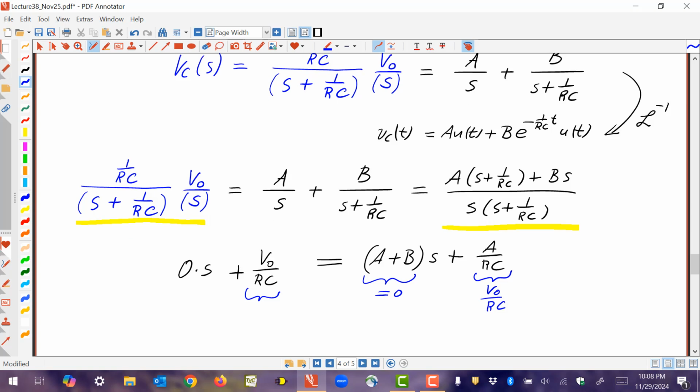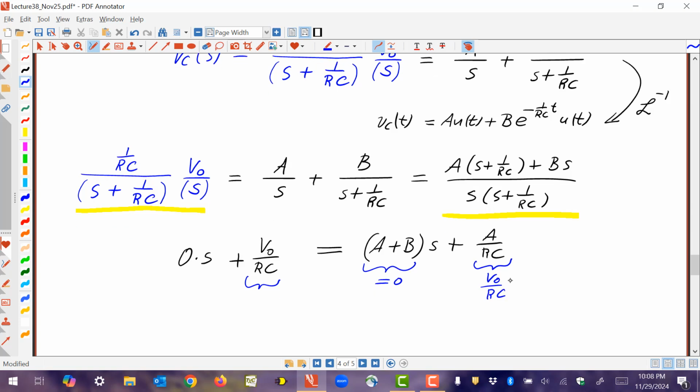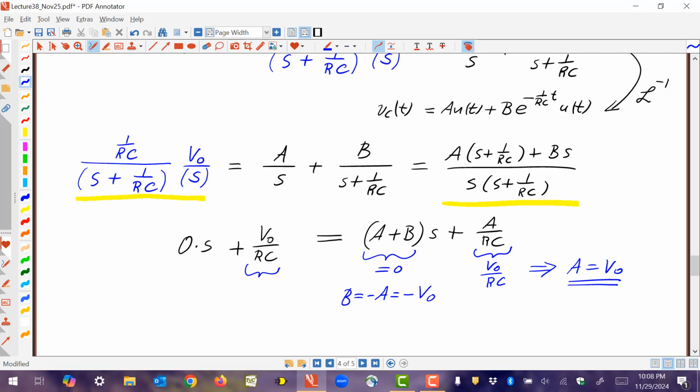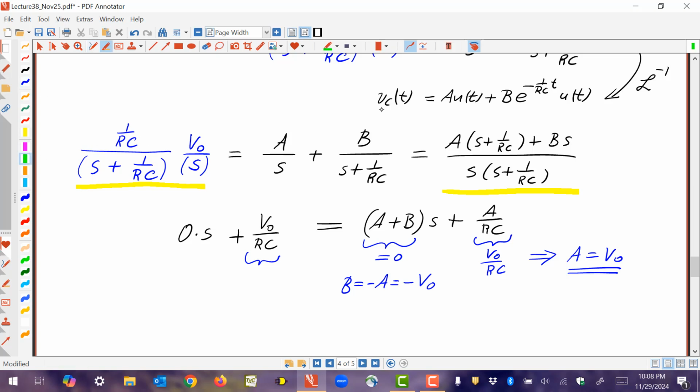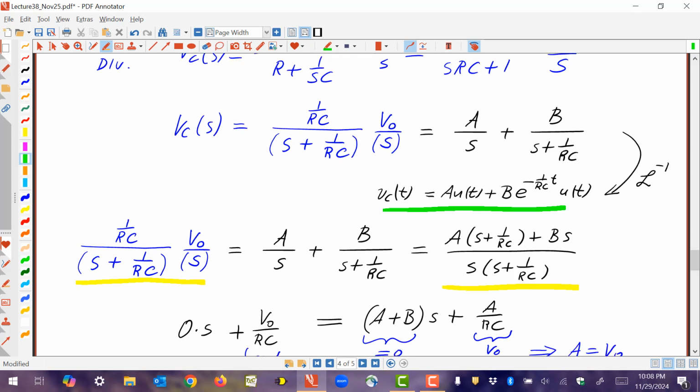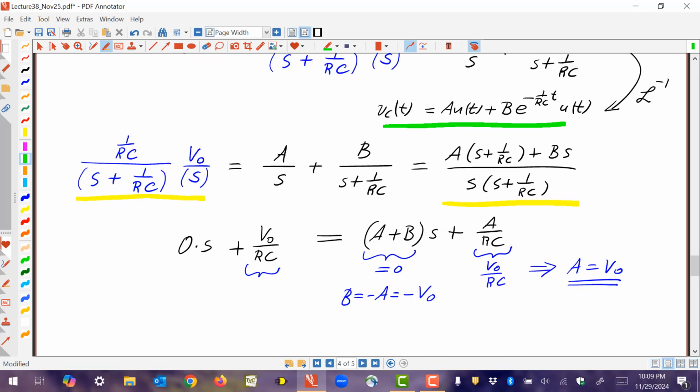Right? And you can see that from the last expression, V0 over RC equals A over RC. This means that A equals V0. And then from A plus B equals 0, it means that B equals minus A. And since I know A, B must be minus V0. Then I found my solution, right? Because VC(t) is sitting right here. Because once I have my form, I know the form of my solution. I just don't know my coefficients. Now I know my coefficients A and B, and I simply pull them in and write it down, right?